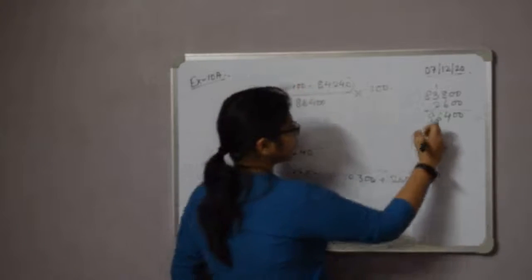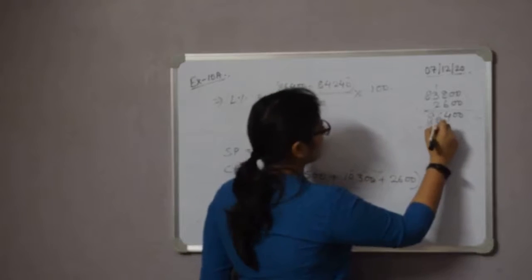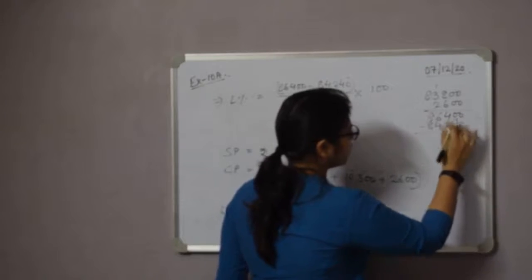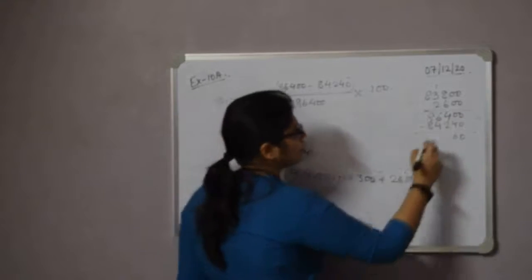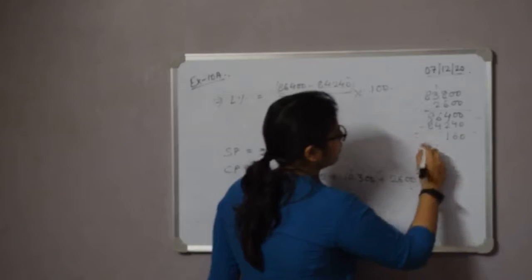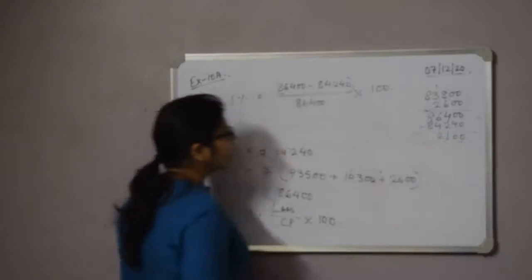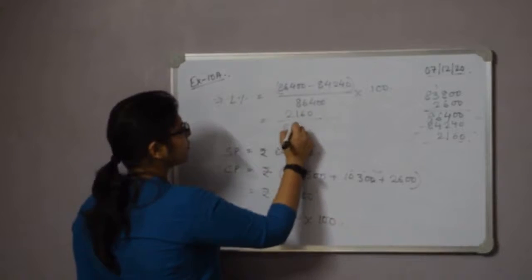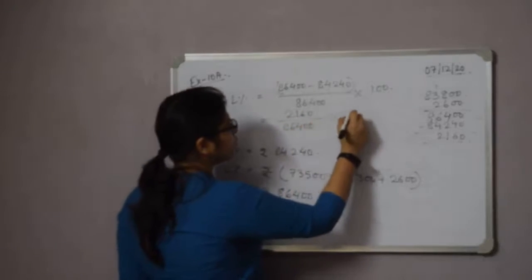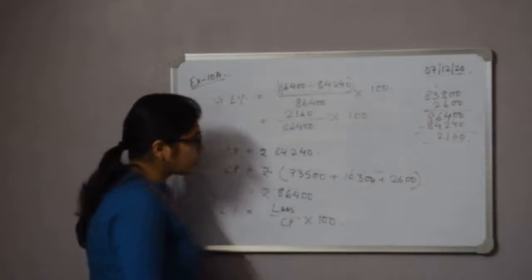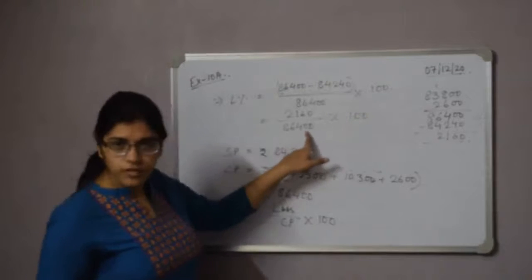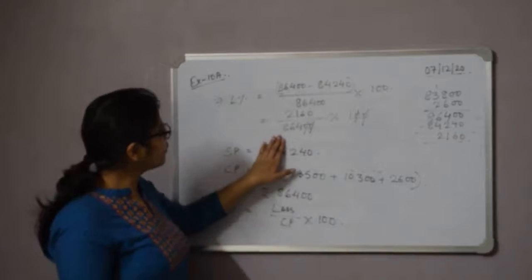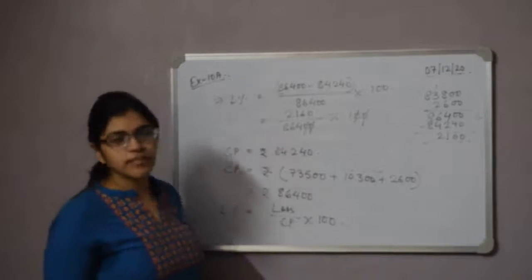So 86,400 minus 84,240. So this gives us 2,160. So 2160 out of 86400 into 100. Okay. So now there are 2 zeros here and 2 zeros here. So we can easily cancel them. So what are we left with? We are left with 864.